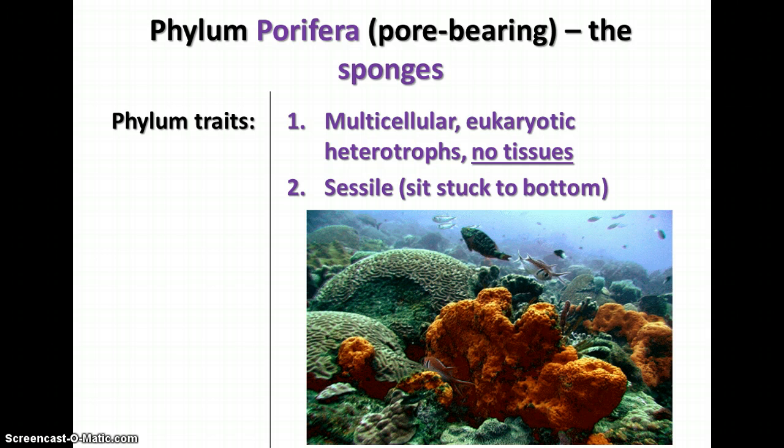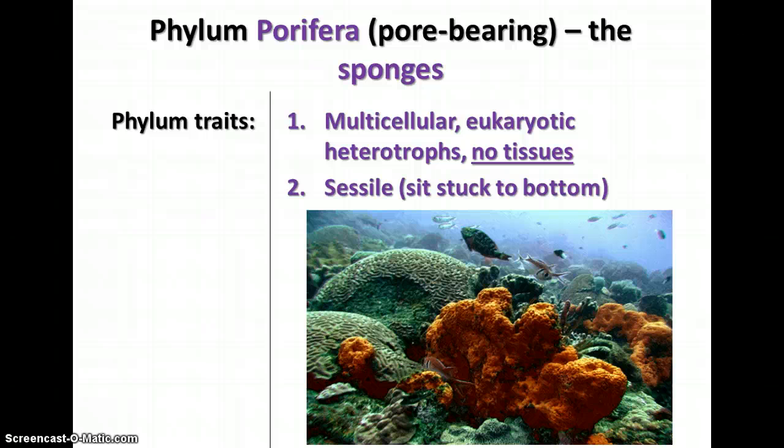So the first phylum we'll talk about is phylum Porifera, the pore-bearing organisms. They are the sponges. Sponges are very, very simple. They are just barely animals. They meet the criteria for being animals because they are multicellular, they're eukaryotes, they're heterotrophs, and they have no cell walls. They also have no tissues.